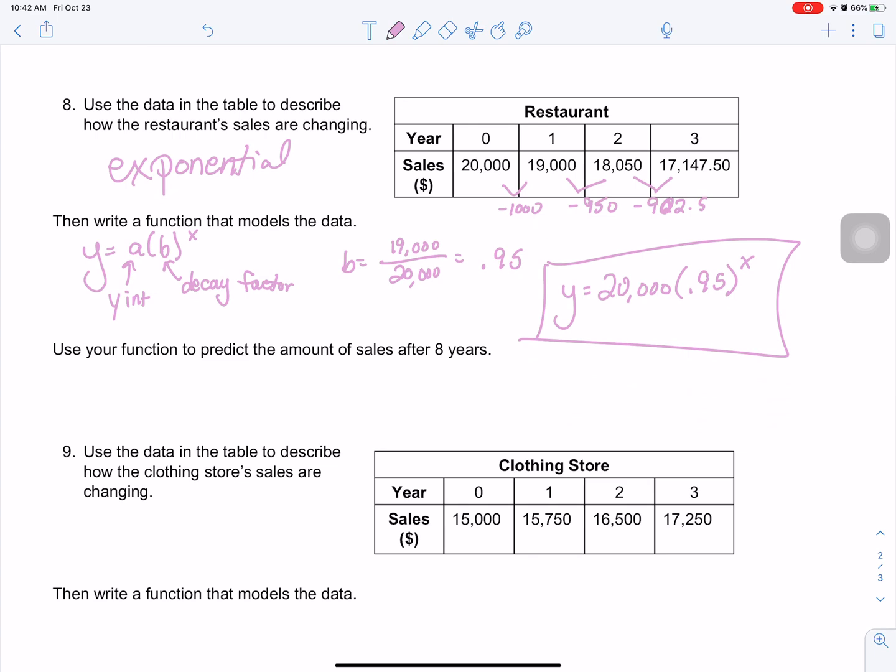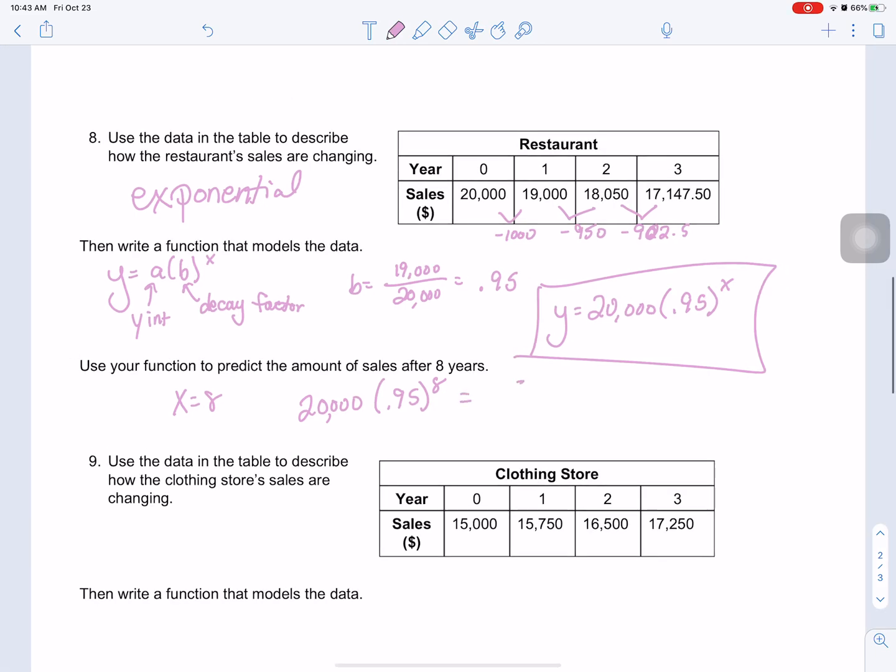After 8 years, this just means x equals 8. So in my calculator, 20,000 times 0.95 to the power of 8. And I could just keep going on my table or up above just to see what would happen. And on this one, I would get 13,268.41. I'm going to round it for money.